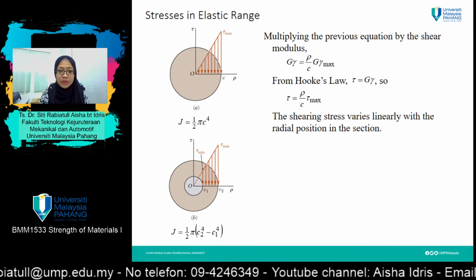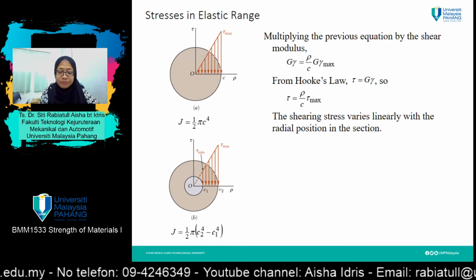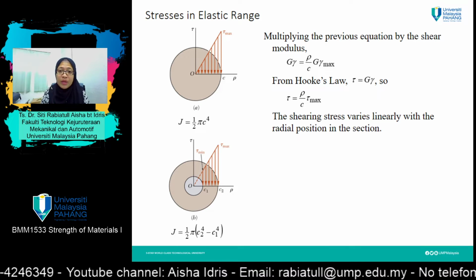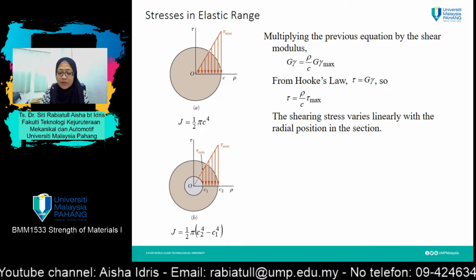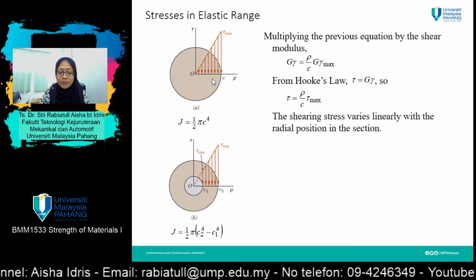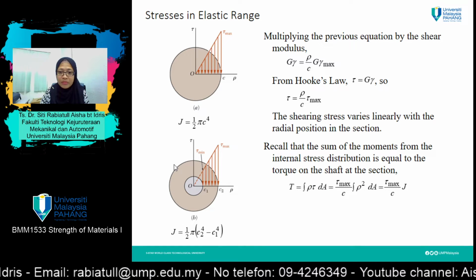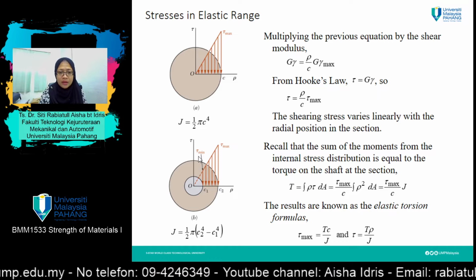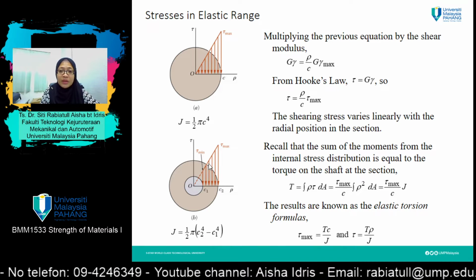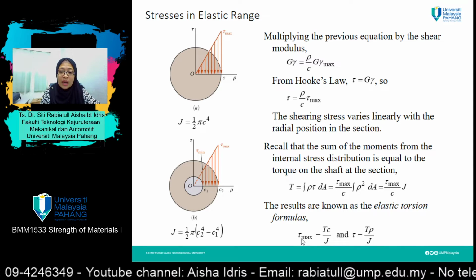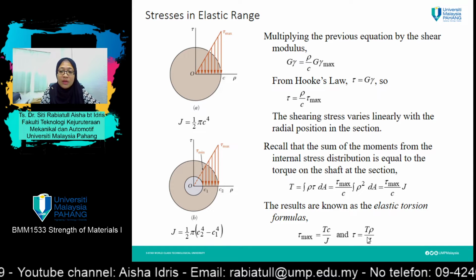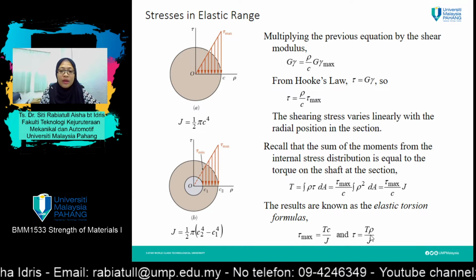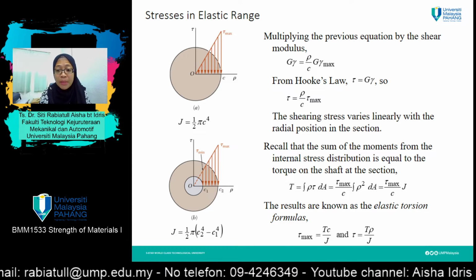This is what will happen to the circular members whenever the torsion loading is applied to them. You can see the concentration of stresses for the circular members. This one is for a solid shaft and this one for a hollow shaft. So through this, we can determine the formula for shear due to torsion, which is tau equals TR over J, or T rho over J, or TR over J. C, rho or R actually represents the radius of the circular members.